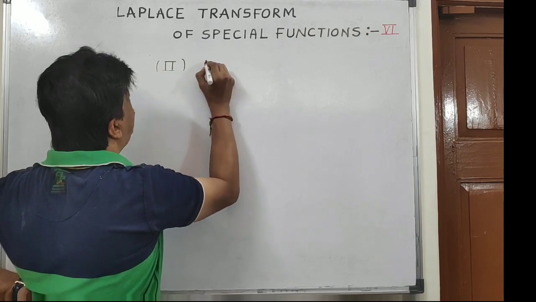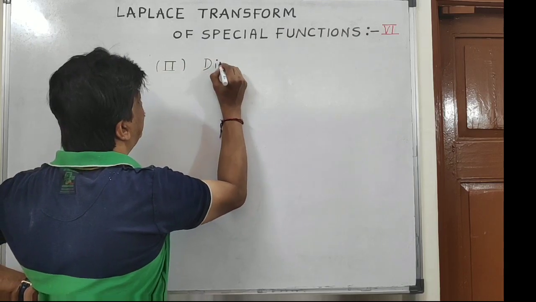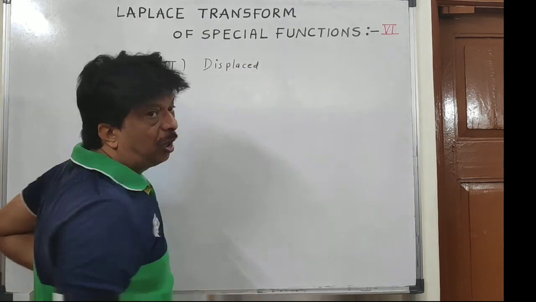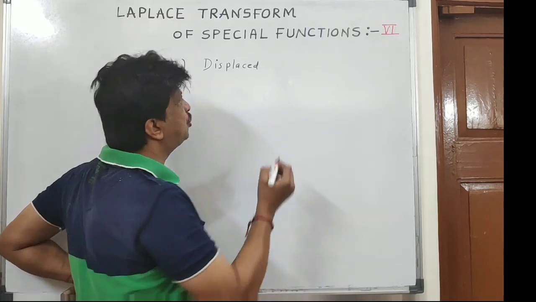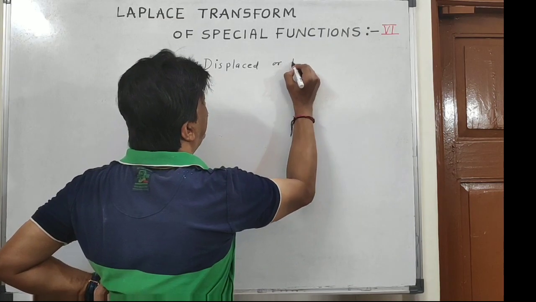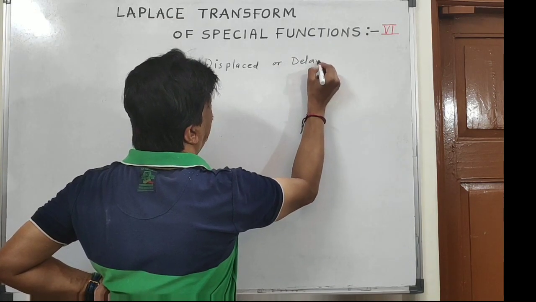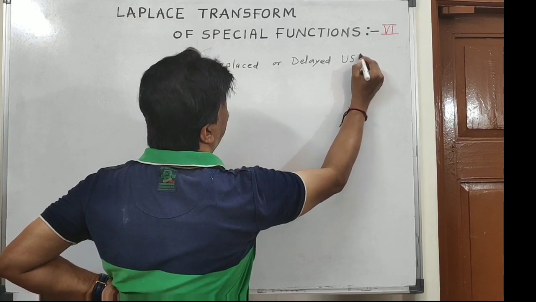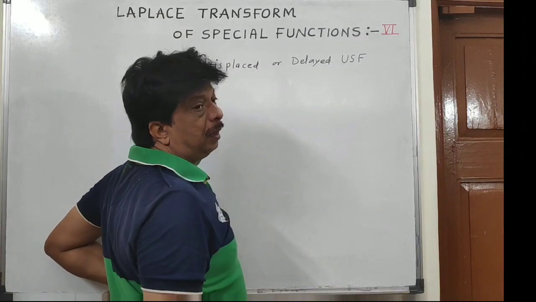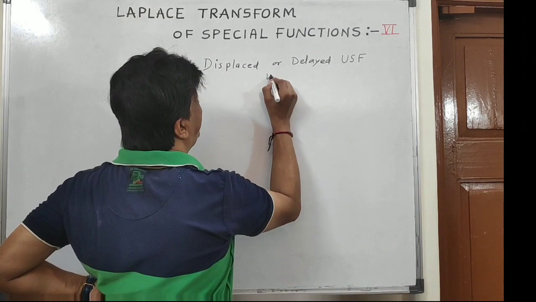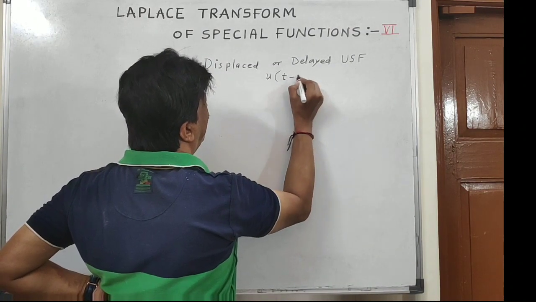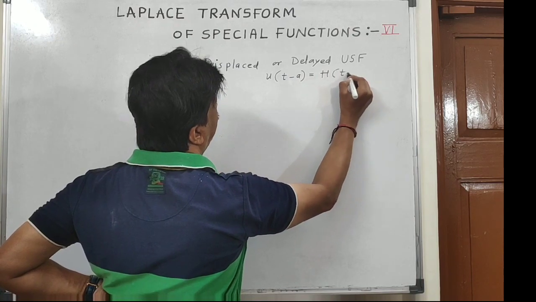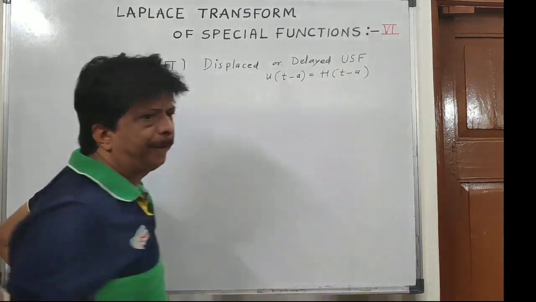Displaced unit step function. It is also called the delayed unit step function. It is denoted by u of t minus a, or it is also denoted by h of t minus a.